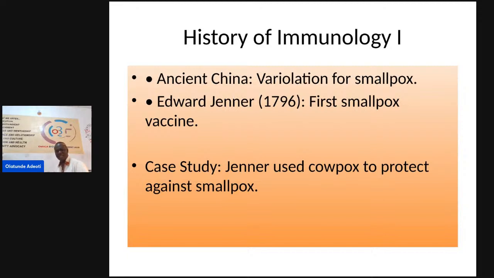Then a case study of Edward Jenner, who used cowpox to protect against smallpox. So cowpox in the cow, and he discovered that when he used the agent from the cow, it also has the same ability to protect against smallpox. Just like they say in Yoruba, you can only use madness to cure madness. So that is cowpox.